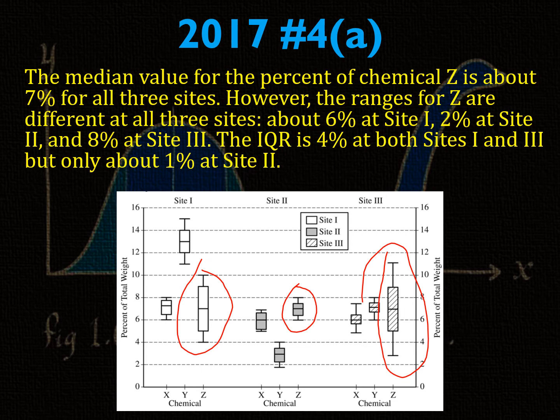But the ranges for Z are different. So at site 1, it's about 6%. At site 2, it's about 2%, and site 3 about 8%. Also, the IQR is similar at both sites 1 and 3, the width of the box, whereas it's very small for site 2.